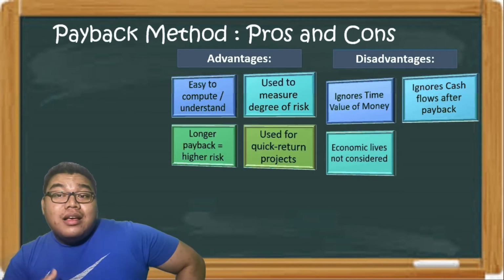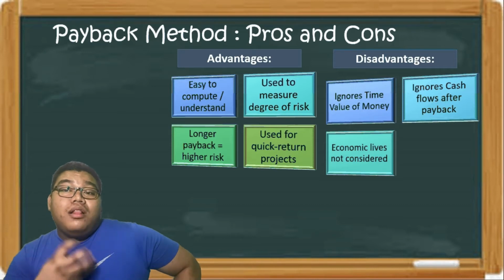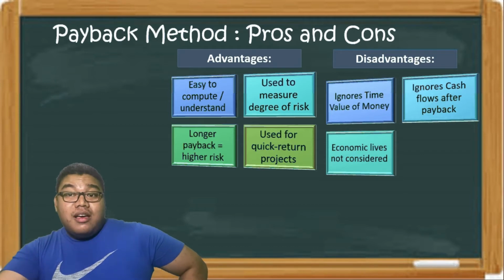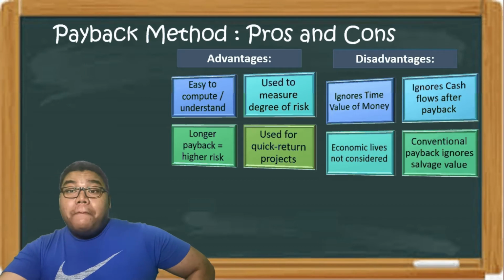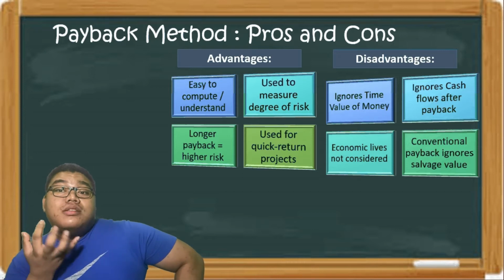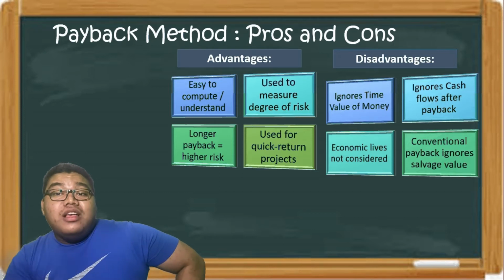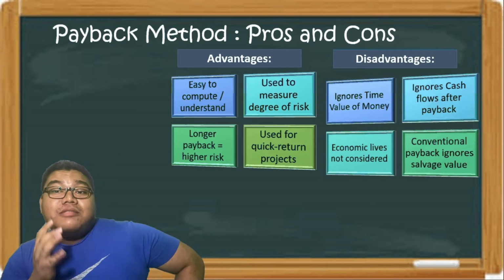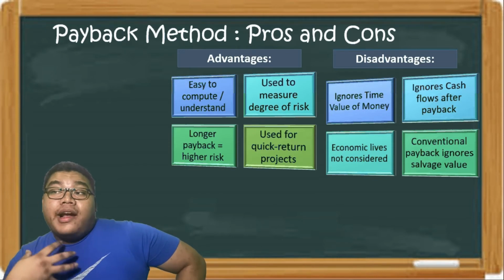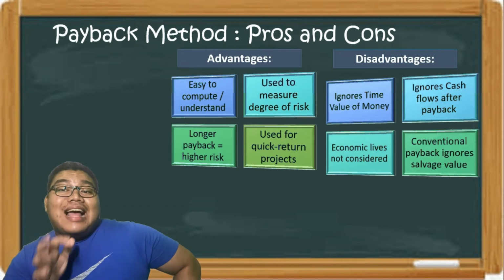We don't know, maybe the investment with a longer lifespan would yield more inflows to you in the long run, but you will not determine that if you would use the payback method in evaluating your investment decisions. Conventional payback ignores salvage value. Except for the payback bailout, the other methods ignore the salvage value. But even in payback bailout, you consider the salvage value at the time of the payback period or the last period of the payback, whereas in other methods which are not the payback method, they consider the salvage at the end of the investment.